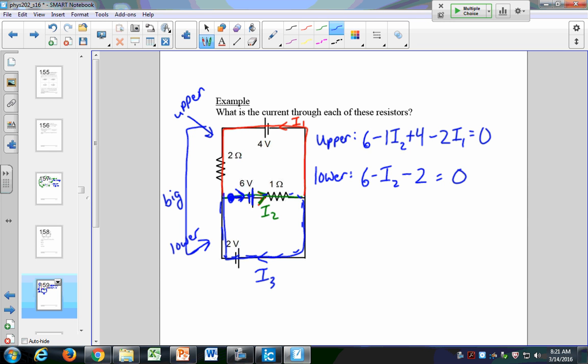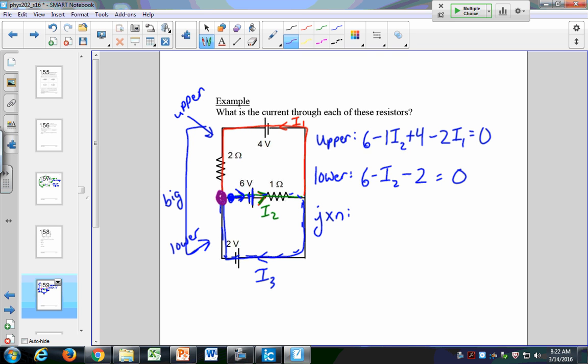And then I'll do the big loop. Actually, I'm not going to do the big loop because we don't need to do it here. We only need 3 equations to solve this, and so I'm just going to write the junction rule. For the junction rule, I'm just going to pick a junction. There are only 2 junctions, so it doesn't really matter which one I pick.